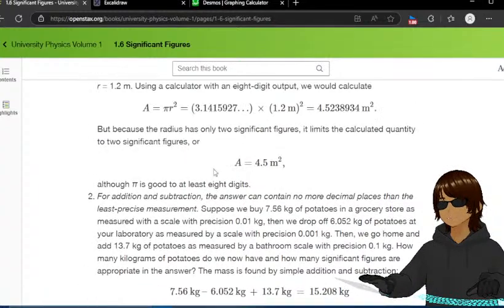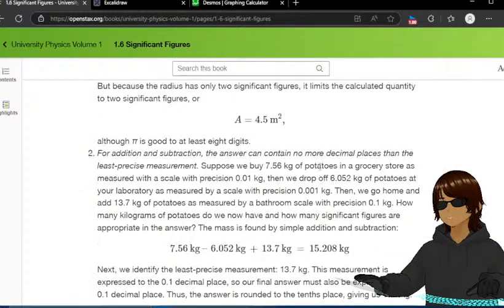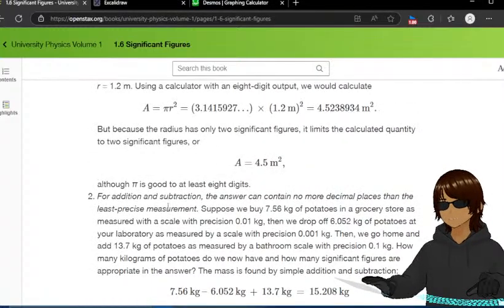Then the least precise measurement, right? Least number of significant figures, no more decimal places than the least precise measurement. So the final answer must also be expressed to 0.1 decimal places. Thus, the answer is rounded to the tenths place, giving us 15.5, 15.2. So for addition and subtraction, we go by the least precise measurement.